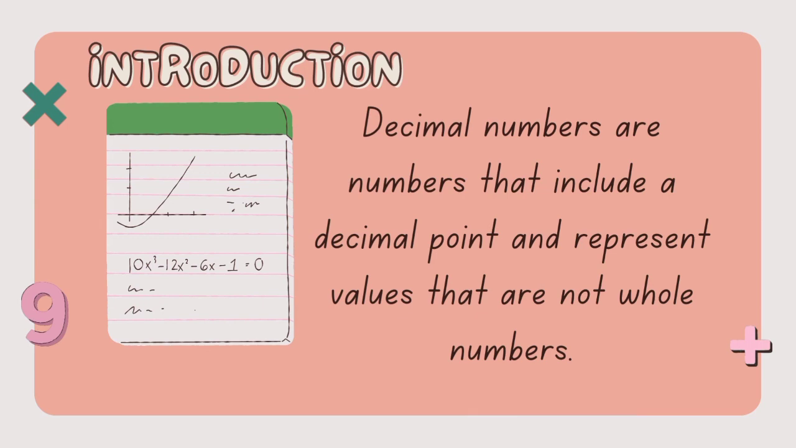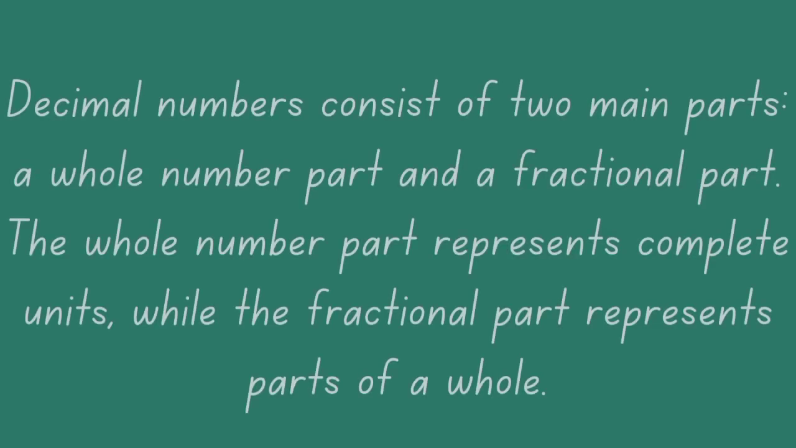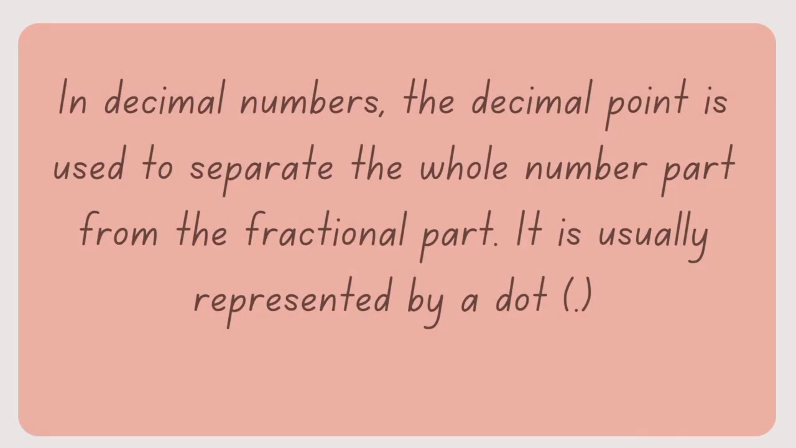Introduction. Decimal numbers are numbers that include decimal points and represent values that are not whole numbers. A decimal number consists of two main parts, a whole number part and a fractional part. The whole number part represents complete units, while the fractional part represents part of a whole. In a decimal number, the decimal point is used to separate the whole number part from the fractional part. It is usually represented by a dot.